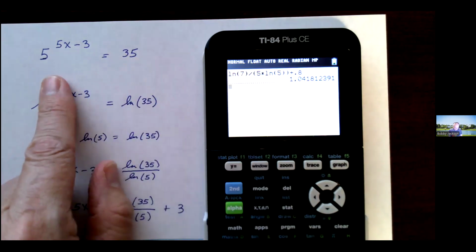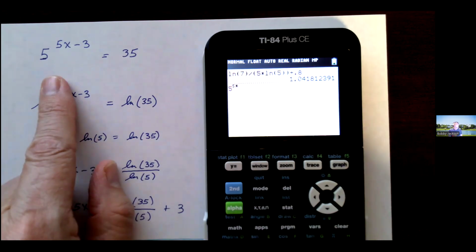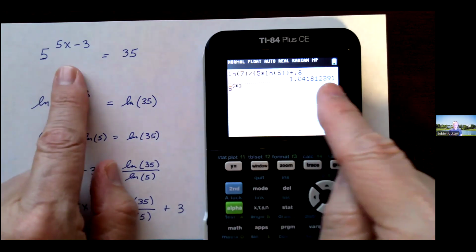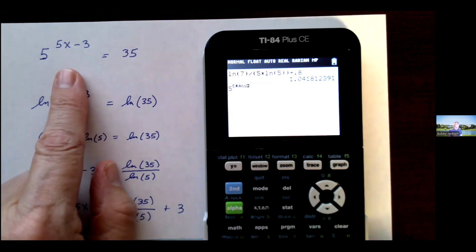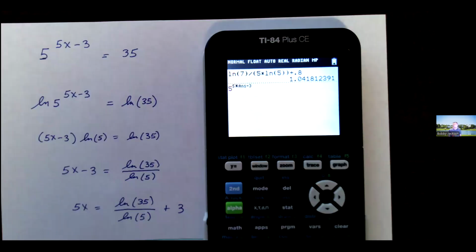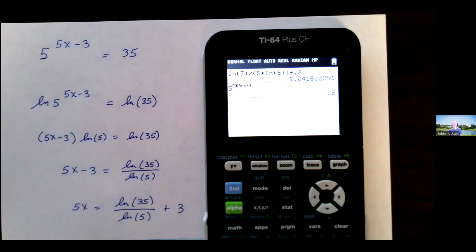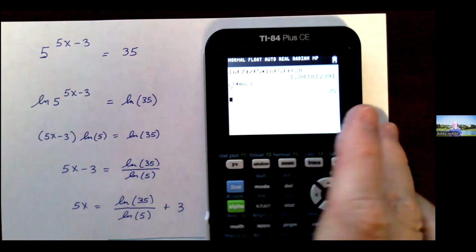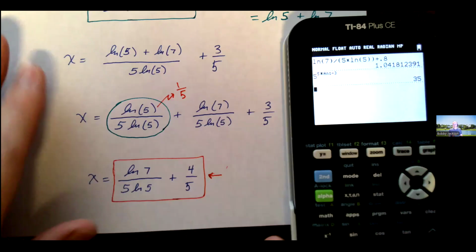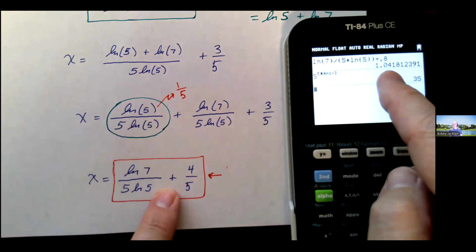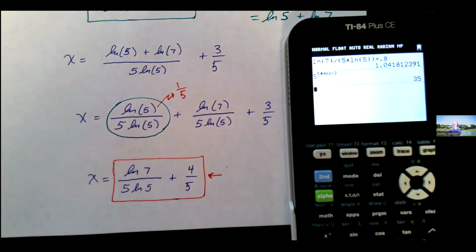Let's see if that's the case. 5 raised to what power? 5 times that value of x, which is just the answer. So I'm going to do answer minus 3. Okay, so this should come out to 35 if this is correct. It is, and there it is. But again, in this problem, they want the exact answer, so they want this, but sometimes we ask also for a decimal approximation. Okay, hope this is helpful.